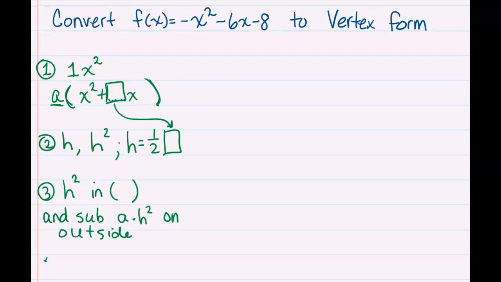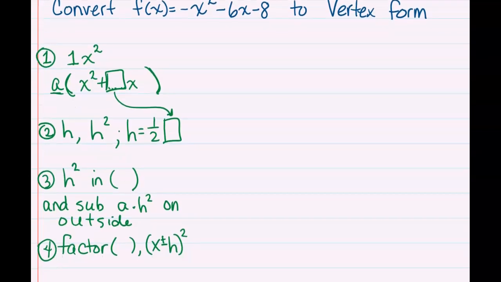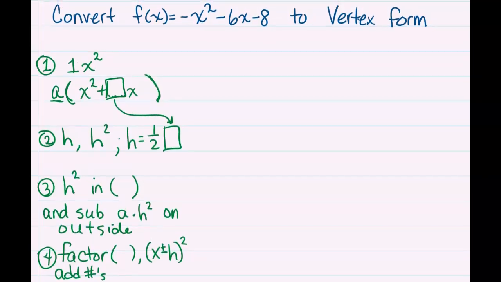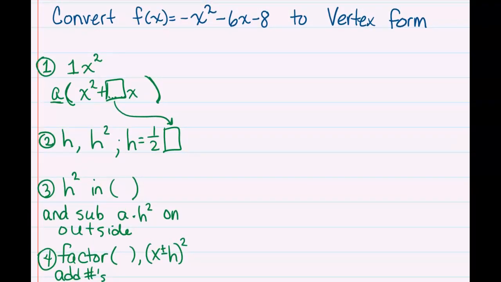And then the last thing we're going to do is to factor our parentheses, and it will factor into x minus h squared. And I'm going to put plus or minus because it could be a positive number or a negative number. And after we factor the inside, we're going to add the numbers that we have on the outside. So we're going to show you that in just a second. So let's use our function f of x is equal to negative x squared minus 6x minus 8.